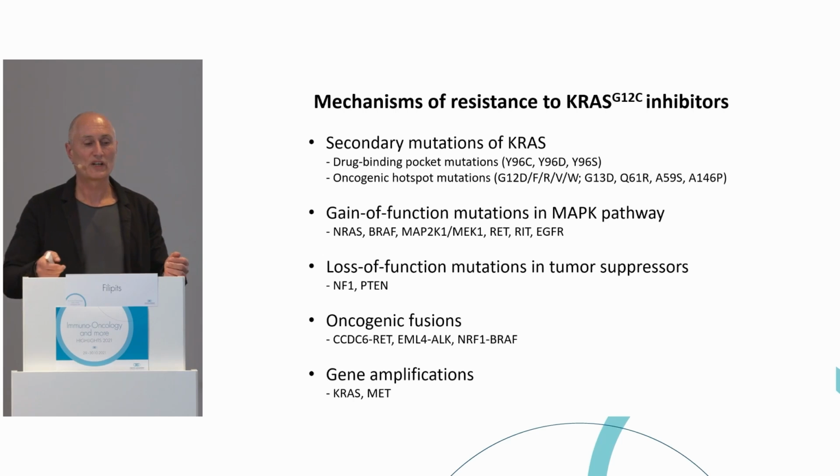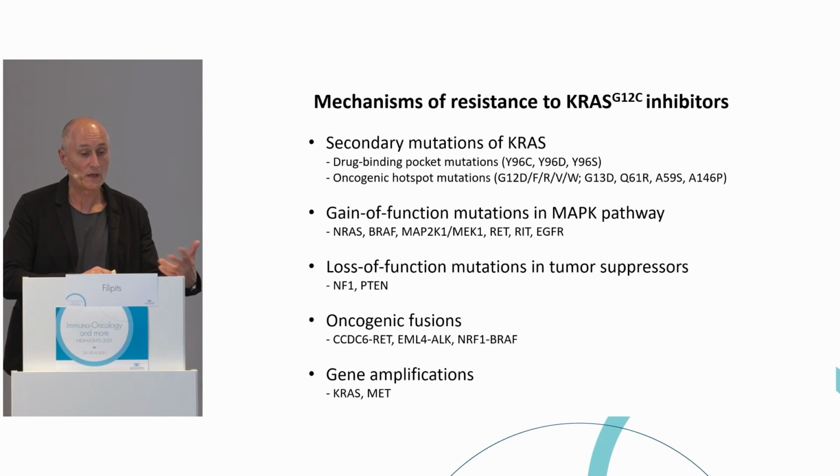So what are the potential mechanisms of resistance to these inhibitors? Of course, as with other targeted drugs, secondary mutations in the drug binding pocket or oncogenic hotspot mutations, gain of function mutations in MAP kinase pathway members are possible, for example, mutations in NRAS, BRAF, MAP kinase, RET, or EGFR. Then loss of function mutations in tumor suppressors such as NF1 or PTEN, oncogenic fusions, such as RET fusions, ALK fusions, or fusions with BRAF, and of course gene amplifications in KRAS, MET, or EGFR might also be potential resistance mechanisms.